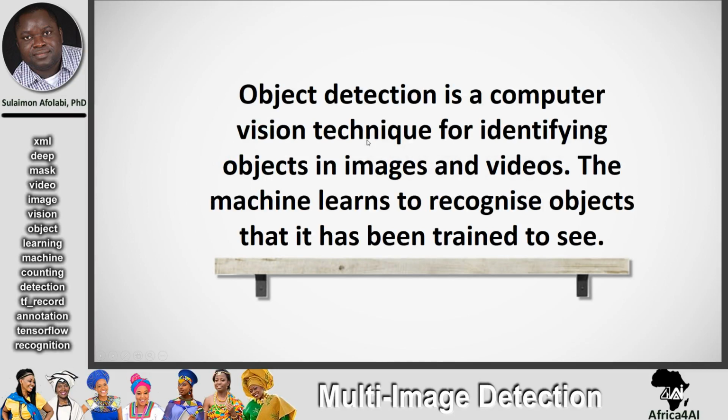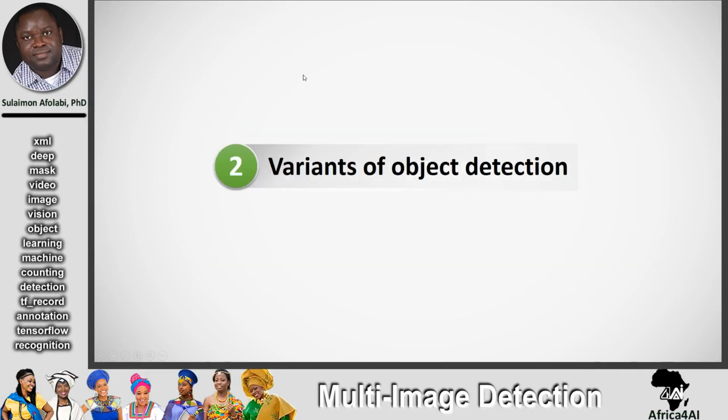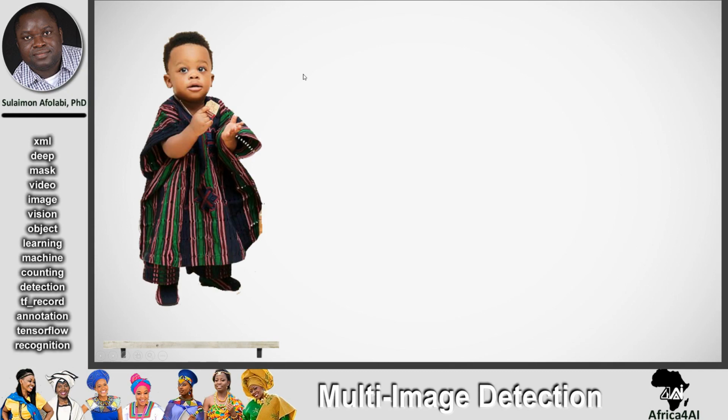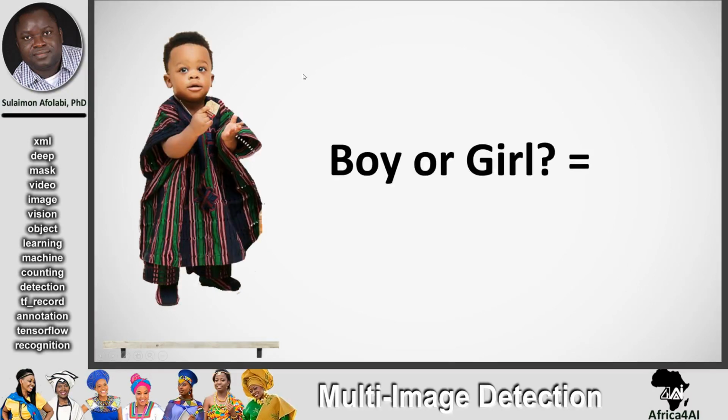Let's go to our number one, understanding object detection. Object detection is a computer vision technique for identifying objects in images and videos. The machine, in this context the computer, learns to recognize objects that it has been trained to see. Variants of object detection. As you can see in this picture, the question is, the object in this image, is it a boy or a girl? The answer is a boy.